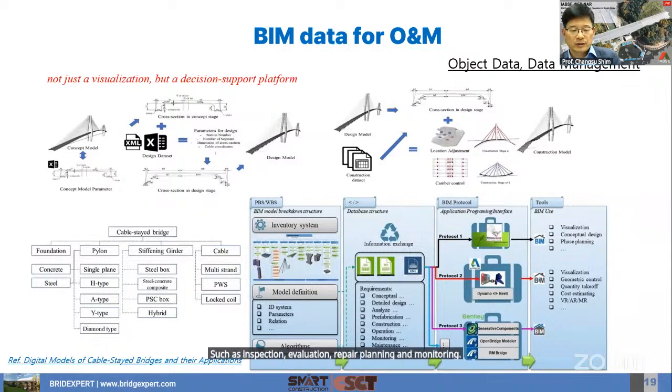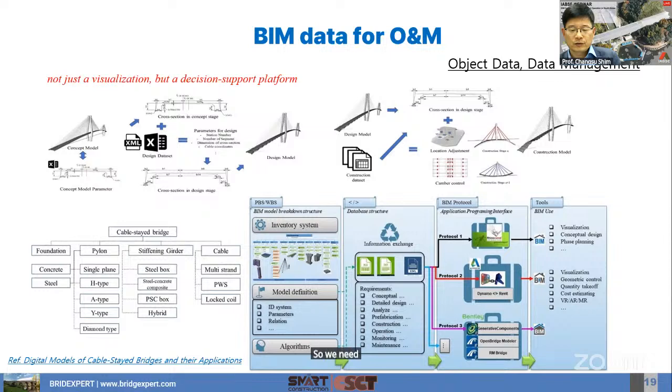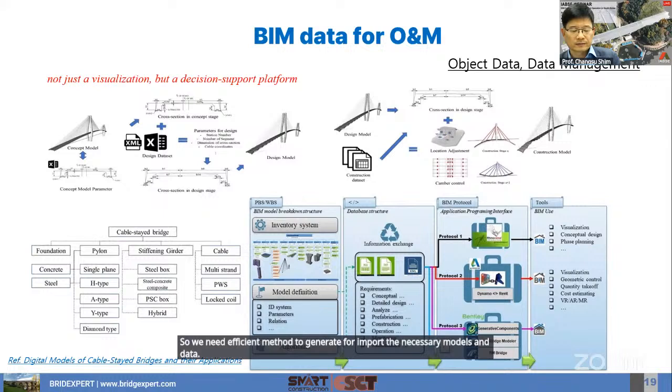For existing bridges, creating this information retroactively presents a challenge since the data doesn't exist in digital form. Normally, we have lots of documents and very simple information systems. So we need an efficient method to generate or import the necessary models and data from the existing information.